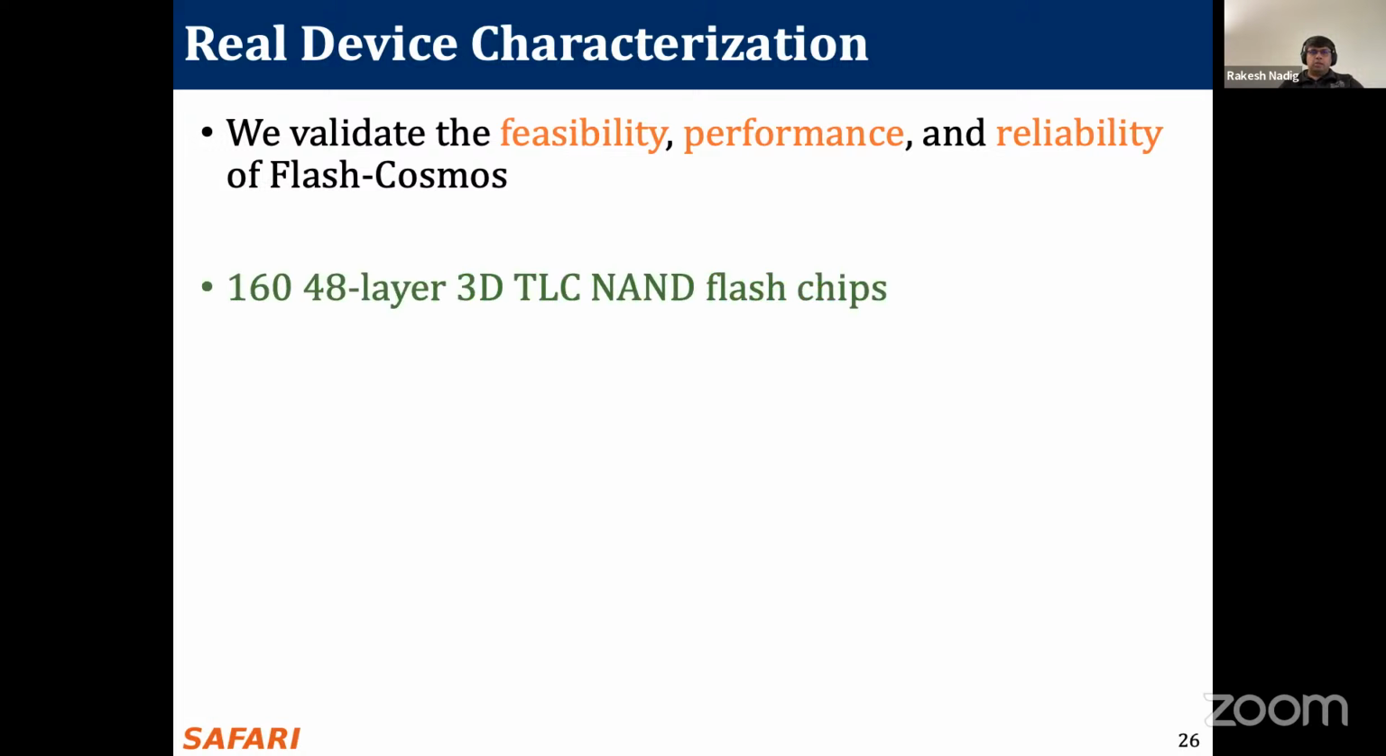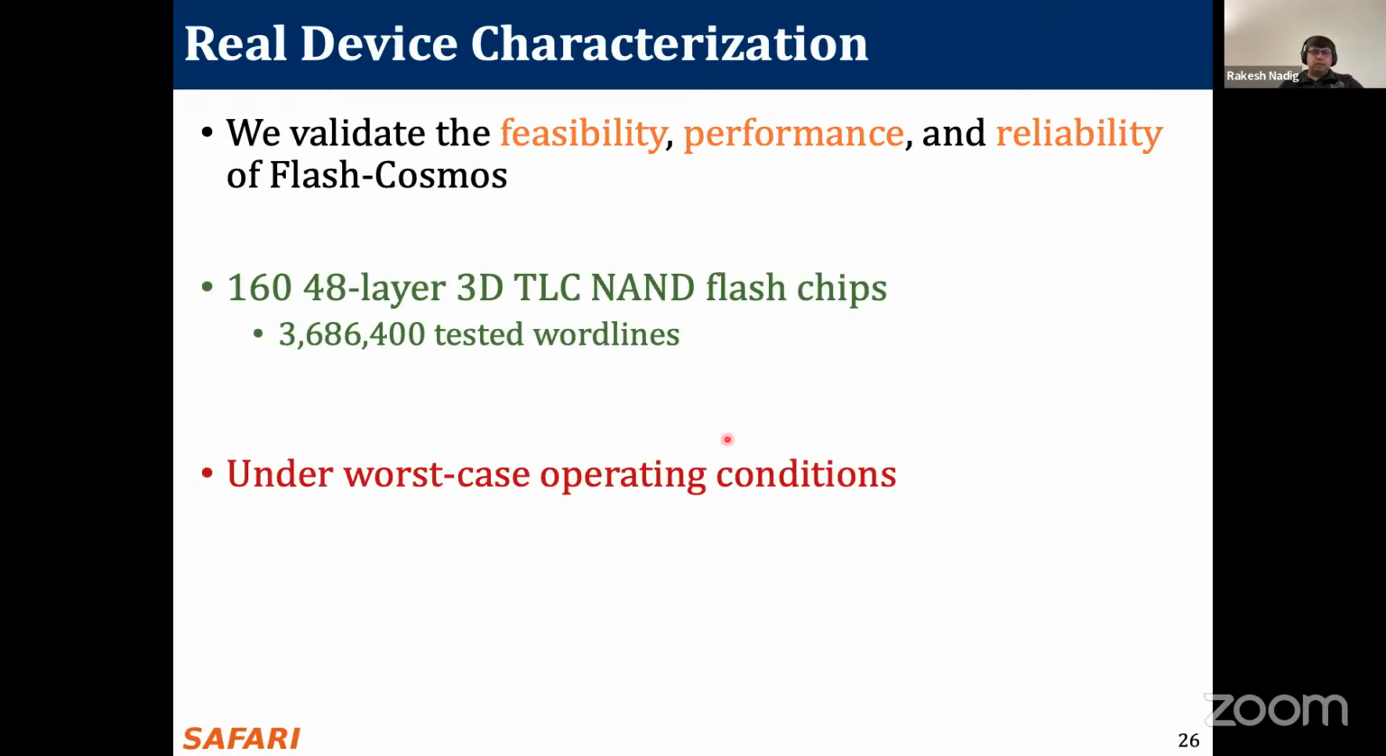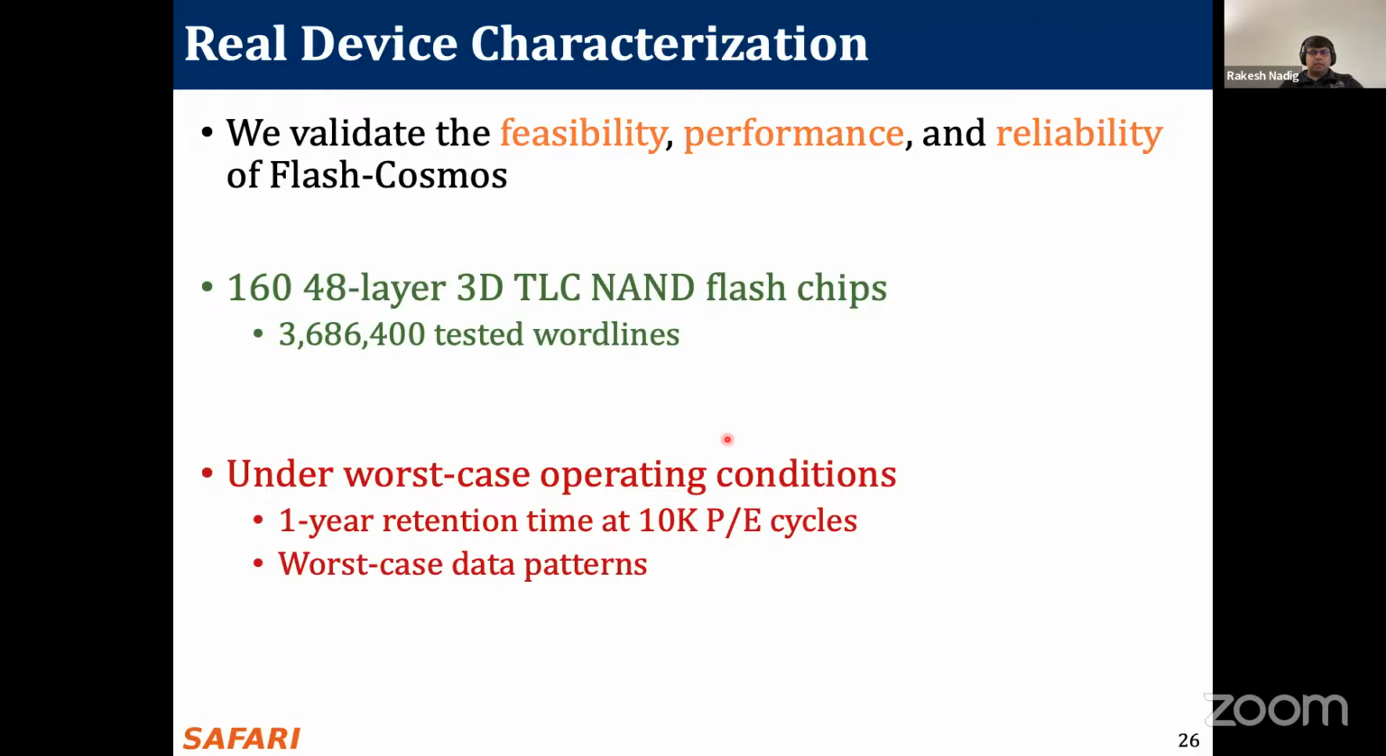We use 160 48-layer 3D TLC NAND flash chips. By 48-layer, we mean each block has 48 word lines. We have tested more than 3 million word lines under worst-case operating conditions, which is 1 year retention time at 10,000 P/E cycles, and using worst-case data patterns like checkered patterns and so on.